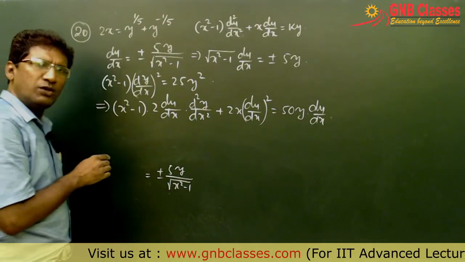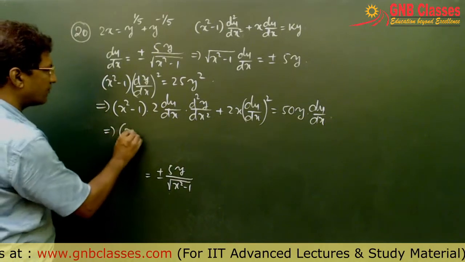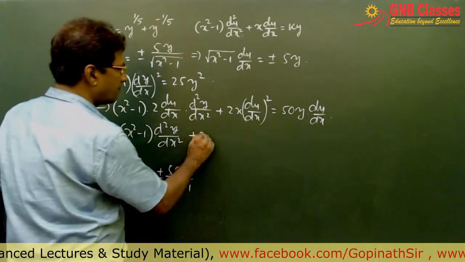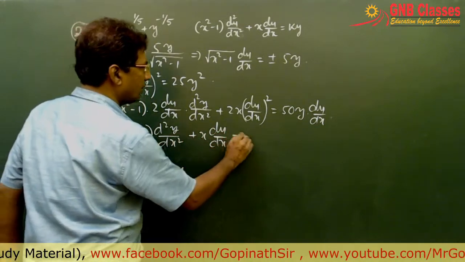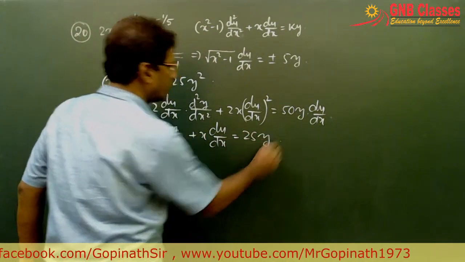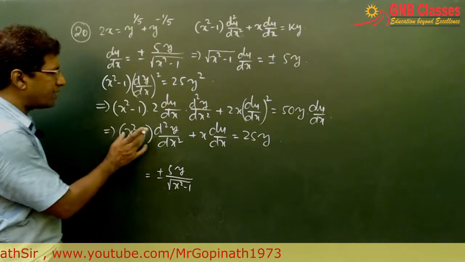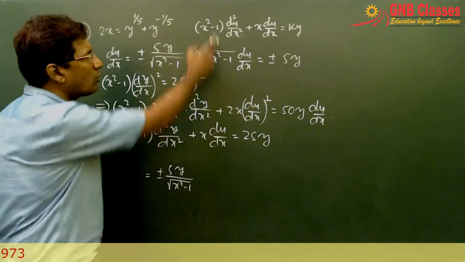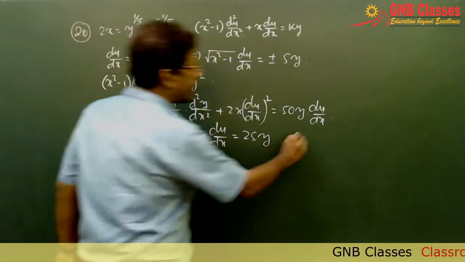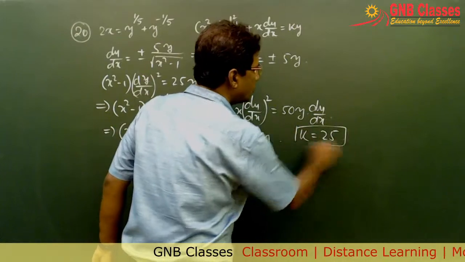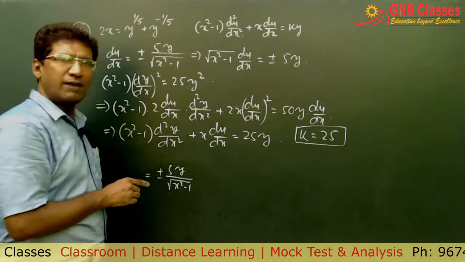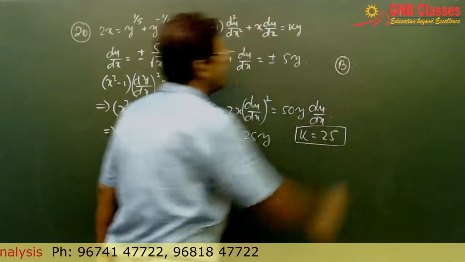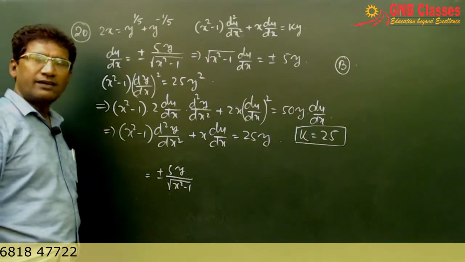Now, let me cancel 2 dy dx from both sides. So we are going to get 2 dy dx from both sides. Hello? Is it clear to all of you? So we got x square minus 1 d2y dx2 plus x dy dx equals to 25y. Now if we compare with the given condition, we can easily say that k is nothing but 25. Have you got it? So k is nothing but 25 for question number 20. B is correct. Hence our option B is correct for question number 20. Is it clear to all of you?